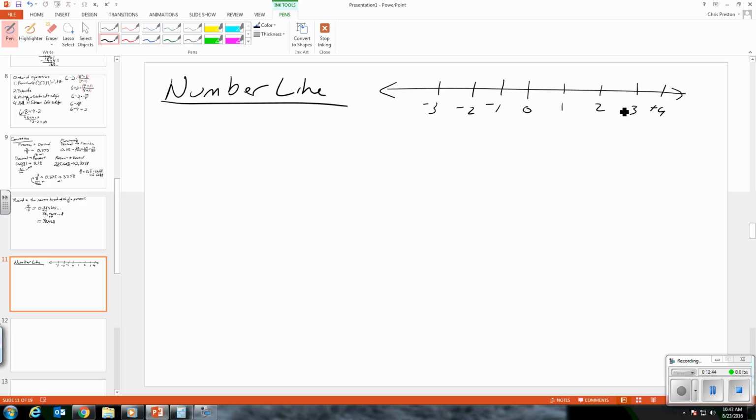Oops, that's positive. Okay, -4. Okay, and then you have, like, a half in here. If you were talking about an irrational, square root of 2 is in there somewhere, so every real number is somewhere on that number line. You usually label it with integers, but you don't have to.